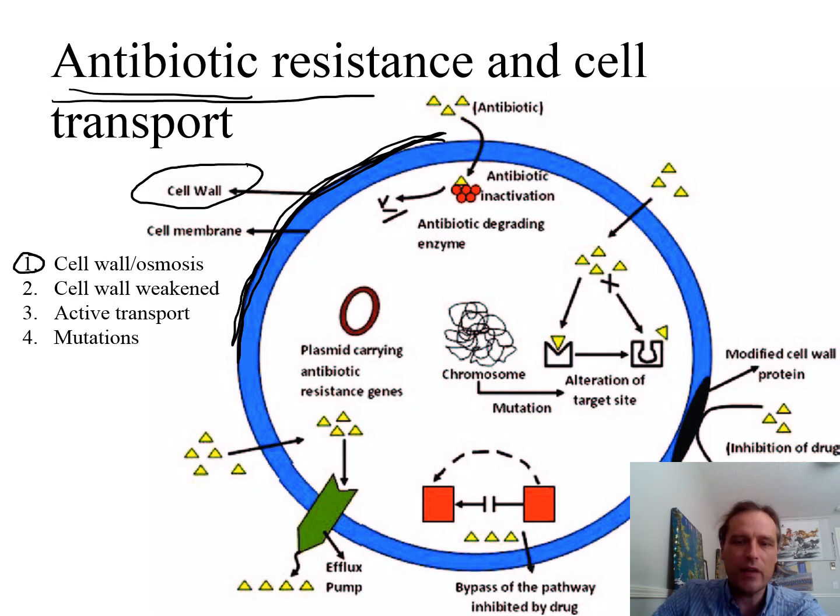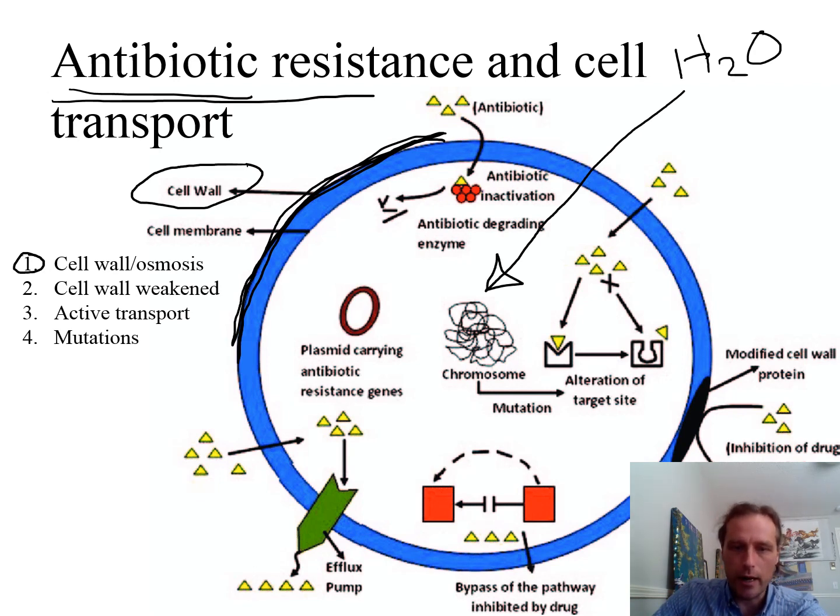Now, the inside of a bacterial cell, and pretty much all cells, is going to be hypertonic to the outside environment. So hypertonic means lots of solutes inside the cell. That's going to lead to H2O diffusing into the bacterial cell.